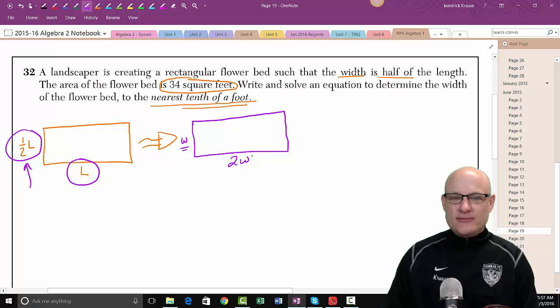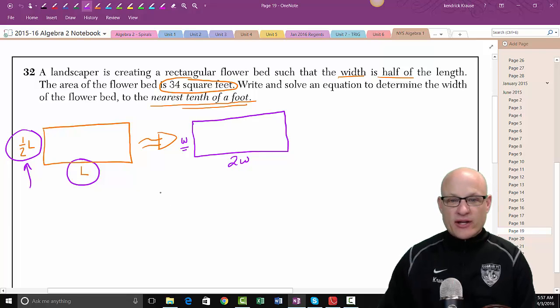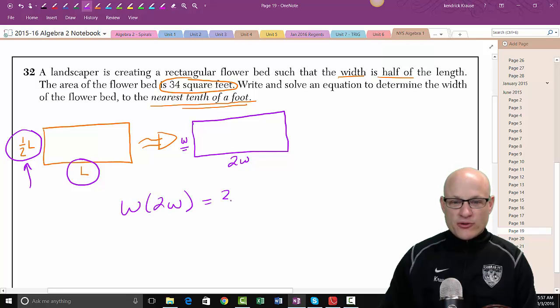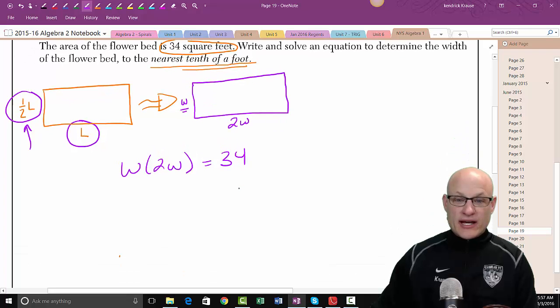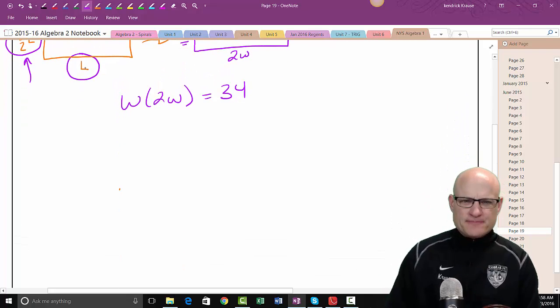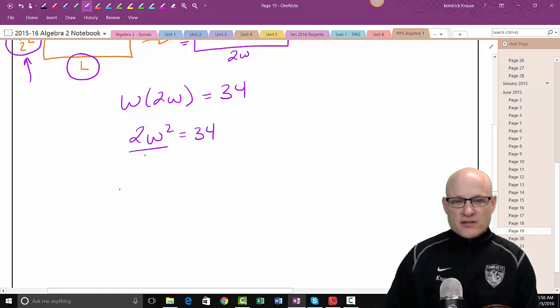So it says, the area of the flower bed is 34 square feet. Write and solve an equation to determine the dimensions of the flower bed. The easiest way is to take length times width. So width times 2W is equal to 34. That is all I really have to solve. So you get 2W squared is equal to 34. Divide by 2, and I get W squared is equal to 17.